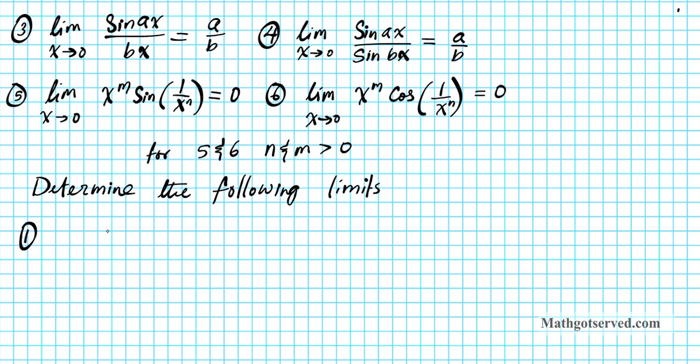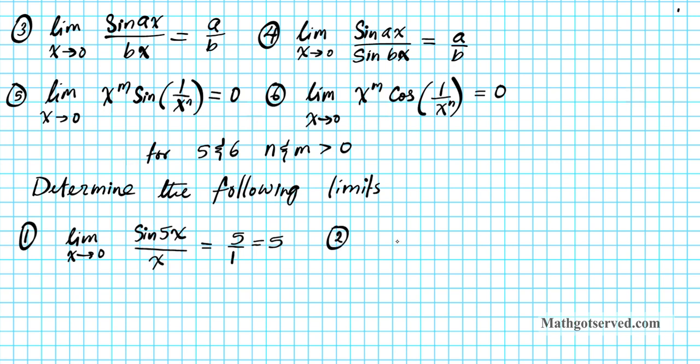What if we want to find the limit as x approaches 0 of sine 5x over x? Okay, you see how this form is consistent with formula number 3. In this case, a is 5 and b is 1. So the answer is simply going to be a over b, or 5 over 1, which is just 5. All right, so there you have it.